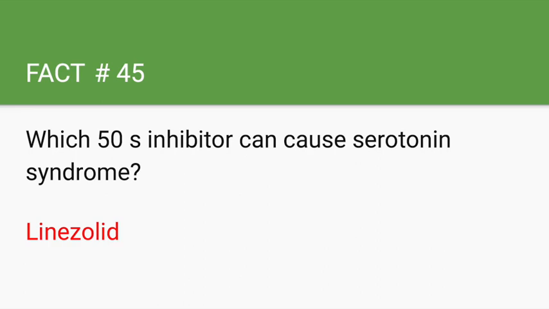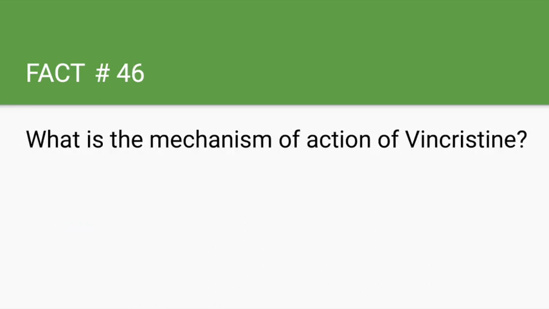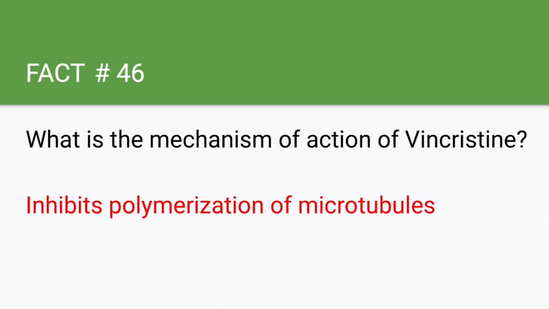What is the mechanism of action of vincristine? It inhibits the polymerization of microtubules. It's also important to note that vincristine can cause peripheral neuropathy.